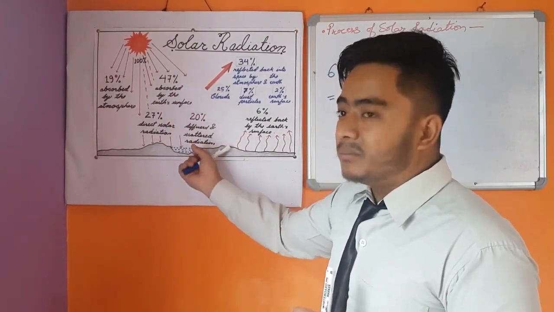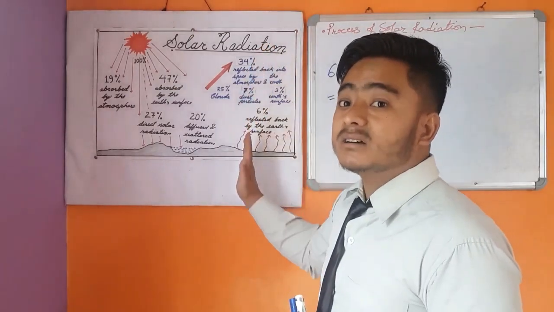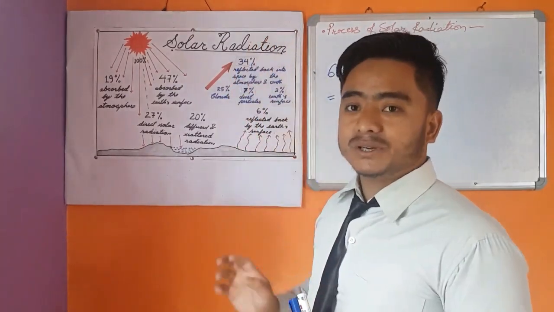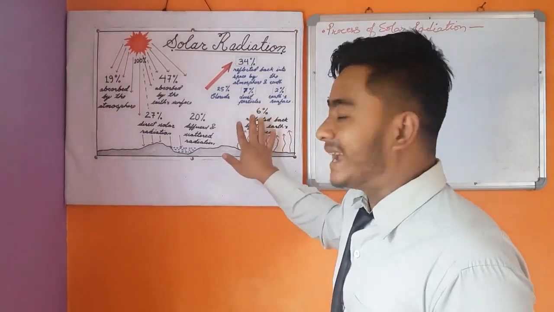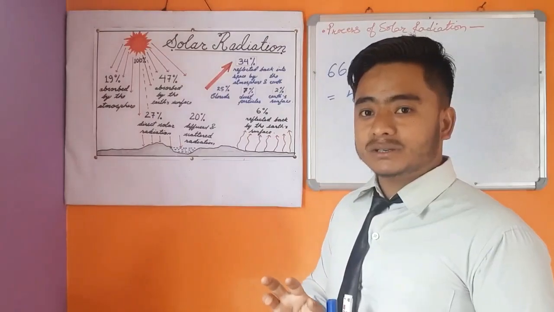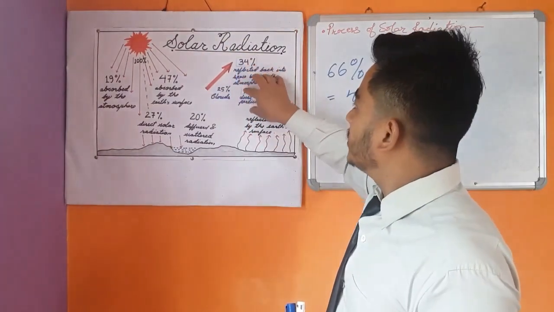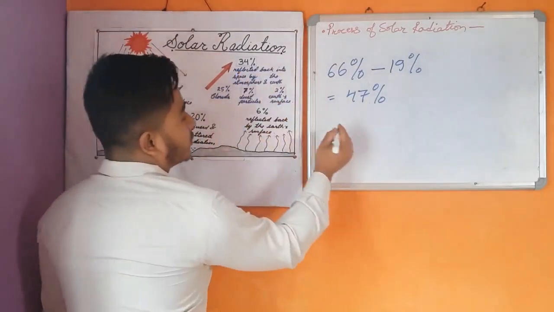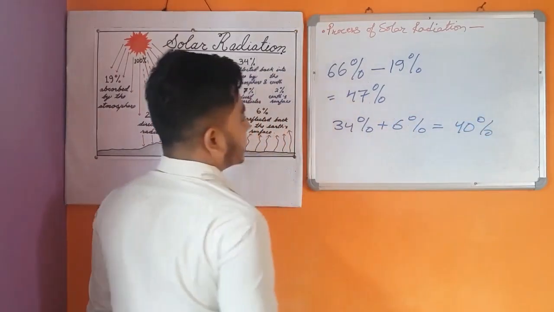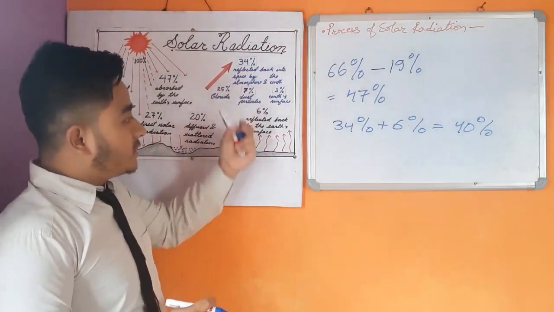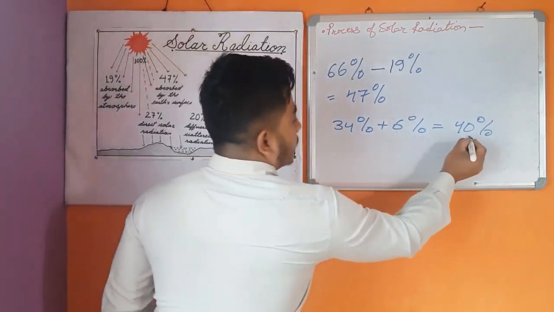Now see, out of this 47% of incoming solar radiation, 6% is re-reflected by the earth's surface into the atmosphere. I hope you are understanding. 6% of the incoming solar radiation is re-reflected by the earth's surface back into the atmosphere. So the earth's surface and the atmosphere in total re-reflect 34% plus 6%, that is a total of 40%. The amount of incoming solar radiation re-reflected back by the earth's atmosphere and the earth's surface is 40%.